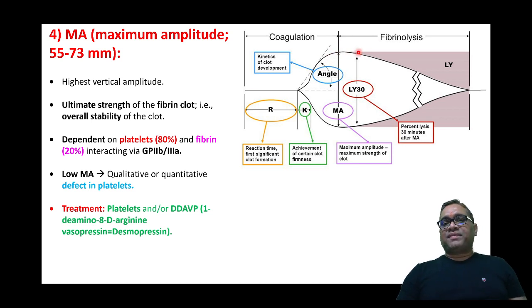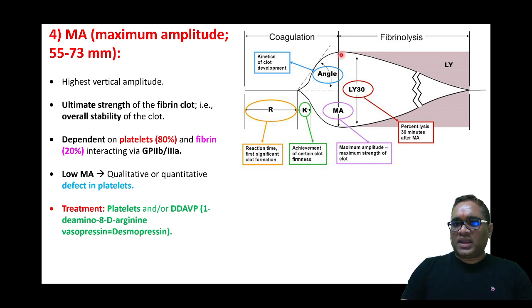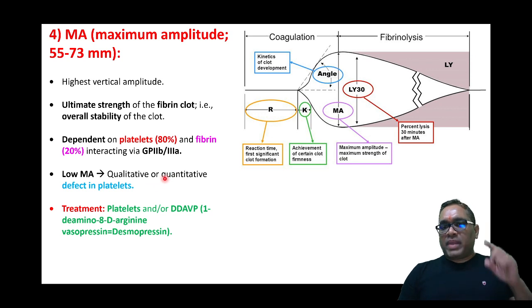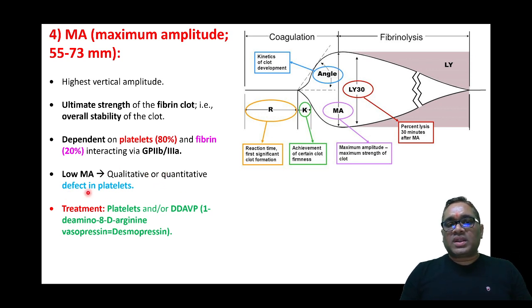So when you see 55 to 73 millimeter of strength has been achieved, it means it is fine. And if there is a deficiency, if it is low maximum amplitude, suppose this maximum amplitude is not this much, it is this much only, right? This much only. So low maximum amplitude means there is a qualitative or quantitative defect in the platelet.